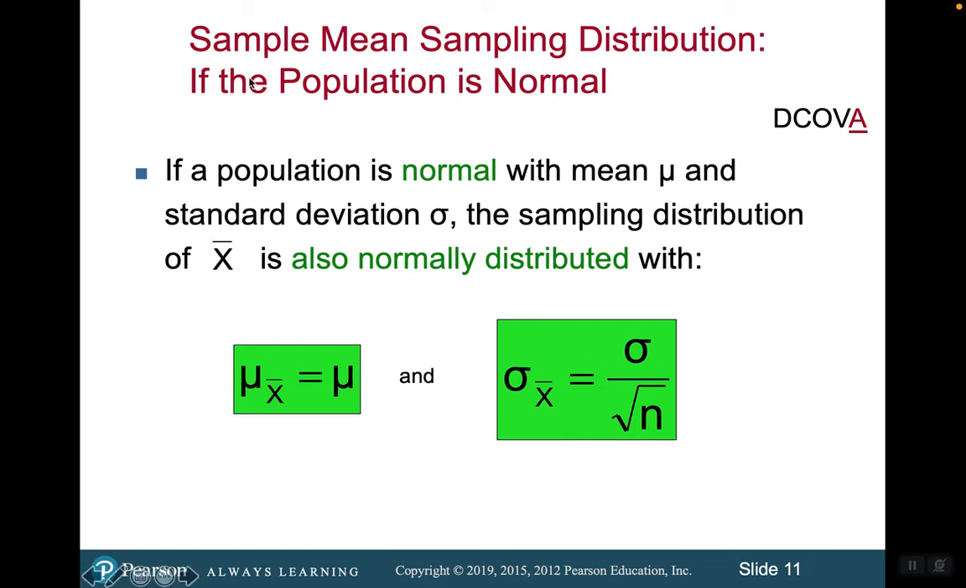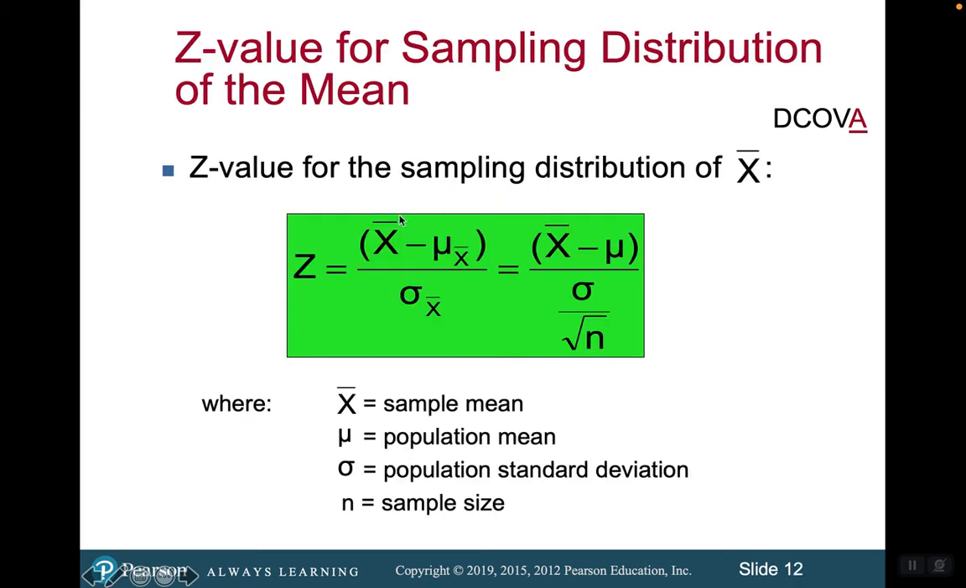So as we say, for the sample mean distribution, if the population is normal with a given mean and standard deviation, the sampling distribution is also normally distributed. So basically, it inherits, or carries over, the normal distribution of the population. Once again, the two terms we're focusing on here are the population and the sample.